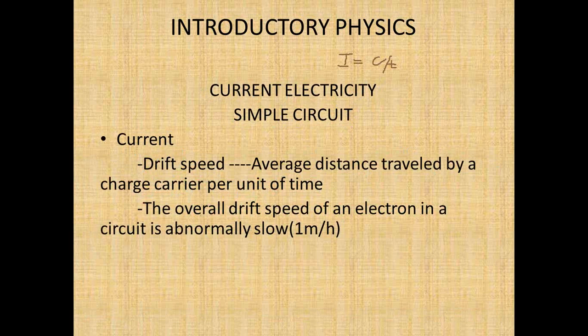We call that the drift speed, which is the distance traveled by the charge carrier, that is the electrons. But when you turn your switch on, the speed of the electric field is very similar to the speed of light. So once you turn your electric switch on, light comes on instantaneously.